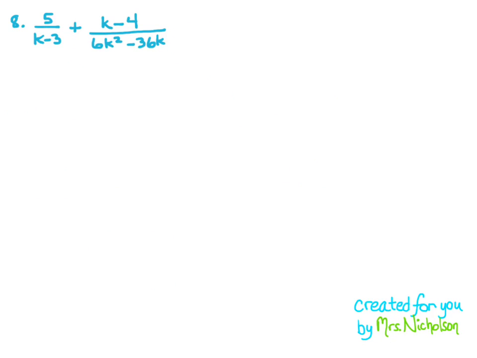Next question. Now here we're adding rational expressions. And again, I think a good step is to factor, but ultimately we're going to need to get a common denominator so that we can combine these together. But let's go ahead and factor. So I've got 5 over k minus 3 plus k minus 4 times 6k times k minus 6. All I can do there is factor out a 6k.